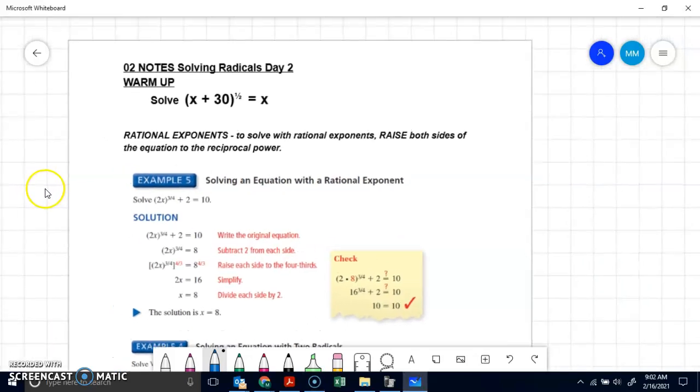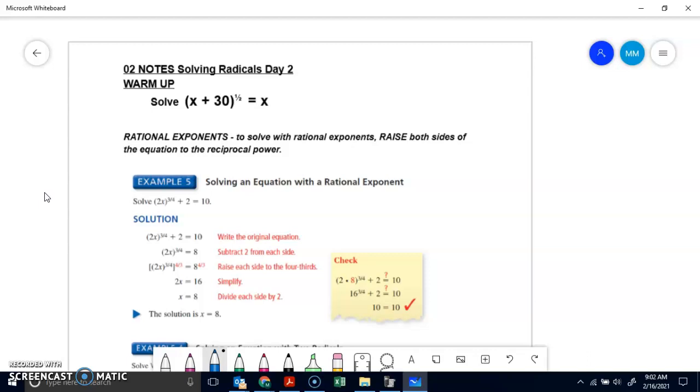This is a recording for Wednesday's lesson 217. We're going to start with this warm-up.